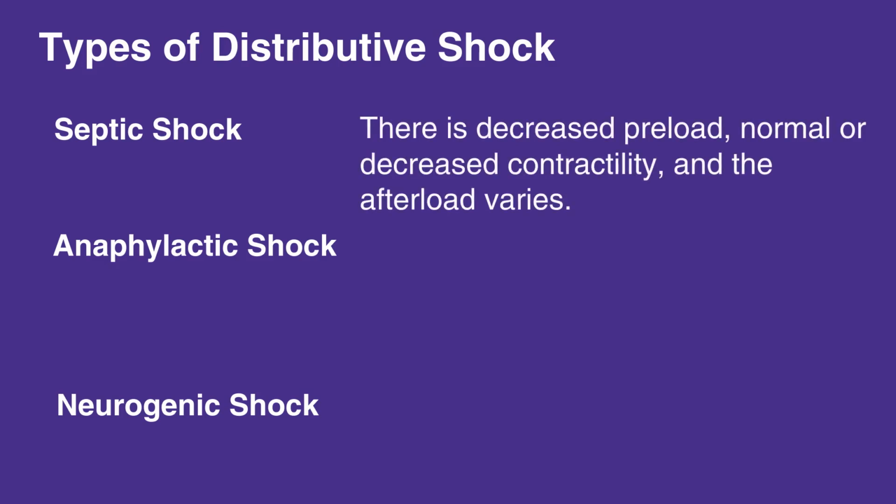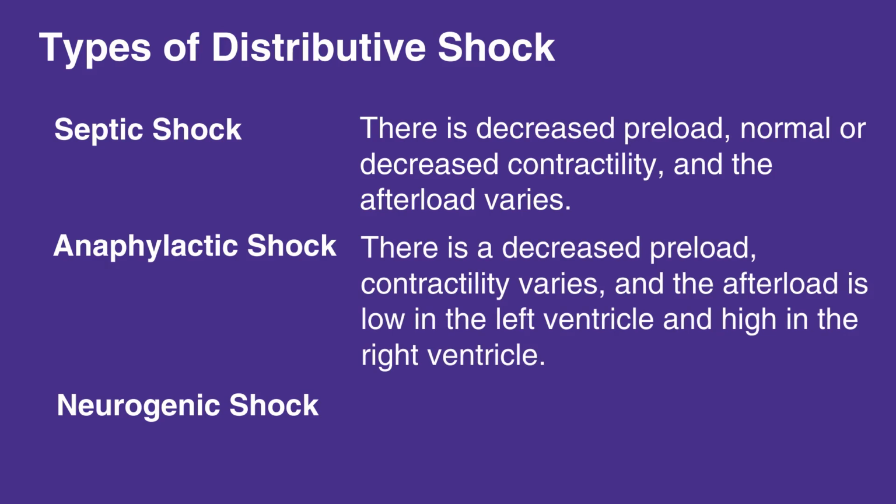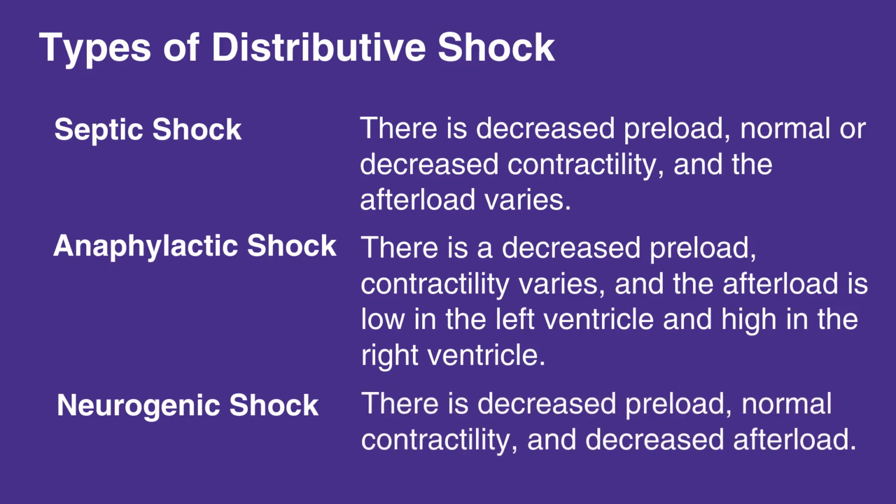In septic shock, there is decreased preload, normal or decreased contractility, and the afterload varies. In anaphylactic shock, there is a decreased preload, contractility varies, and the afterload is low in the left ventricle and high in the right ventricle. In neurogenic shock, there is decreased preload, normal contractility, and decreased afterload.